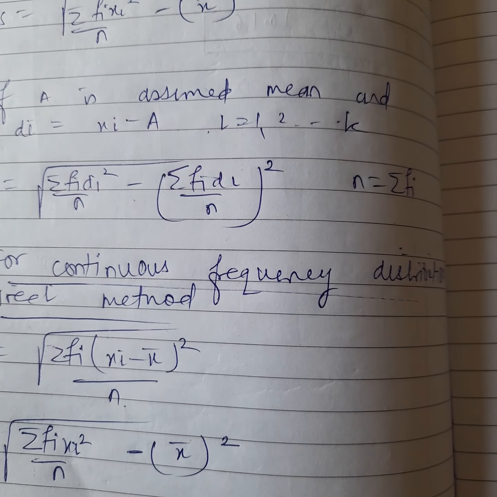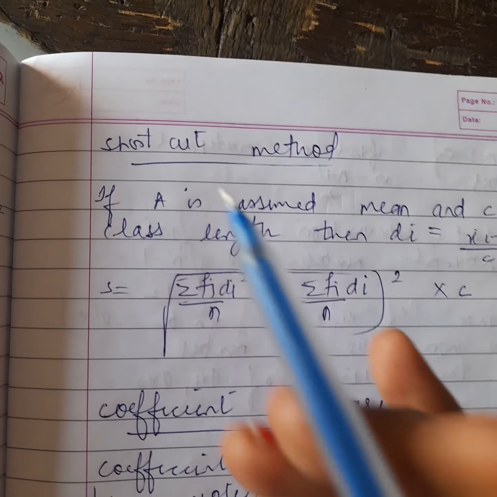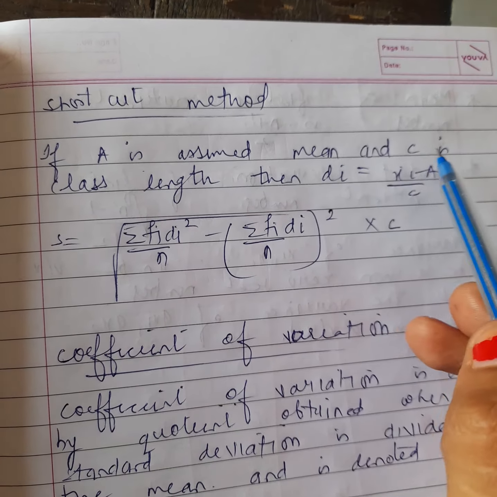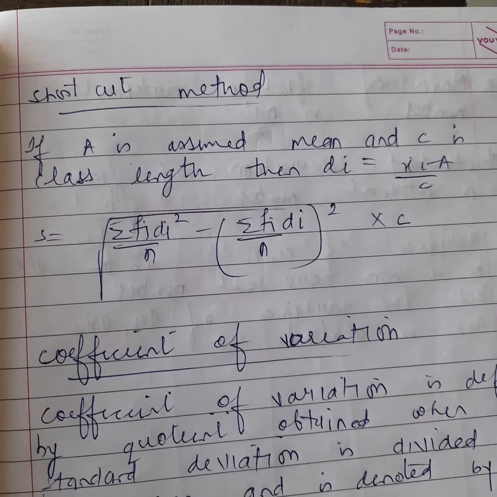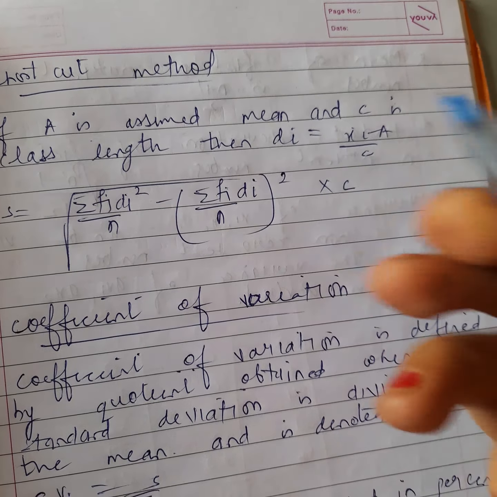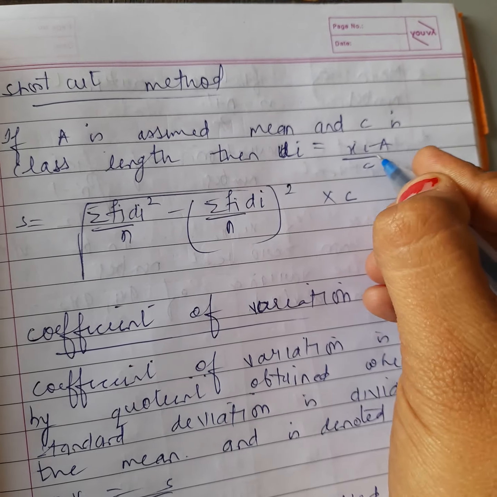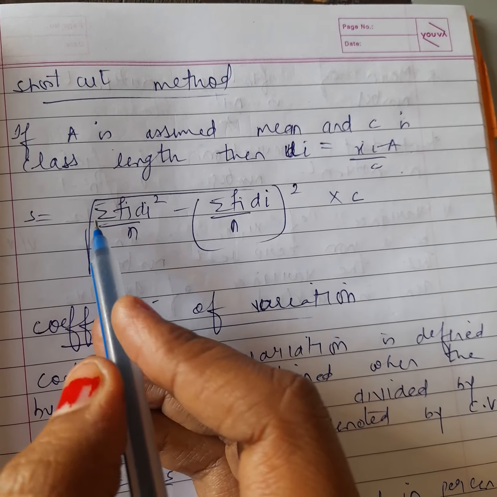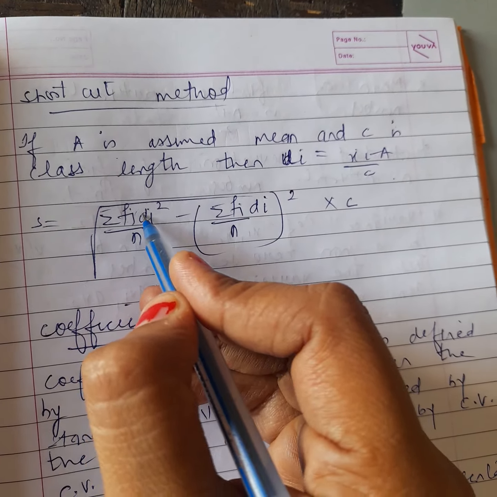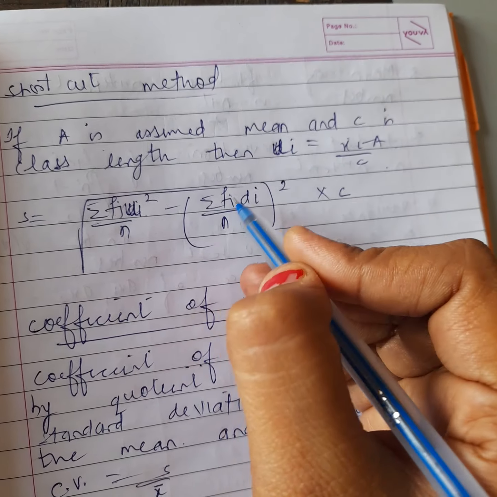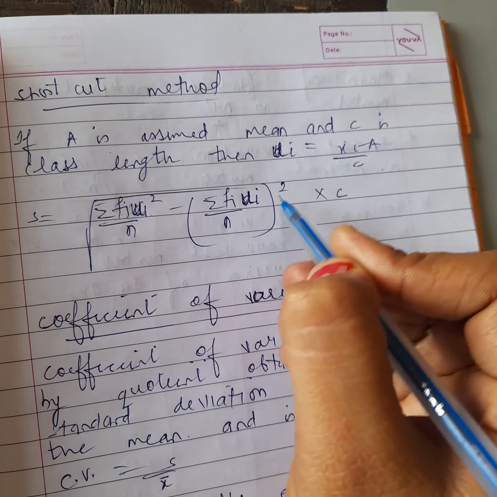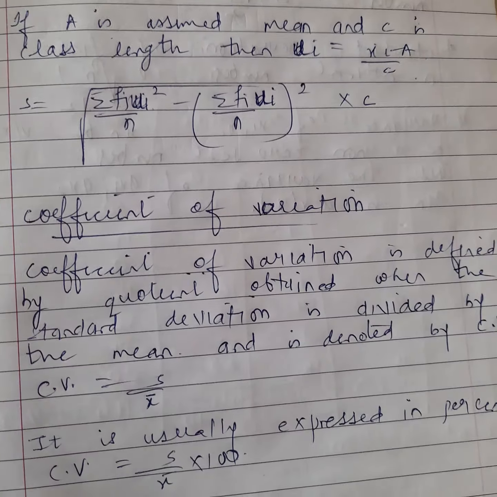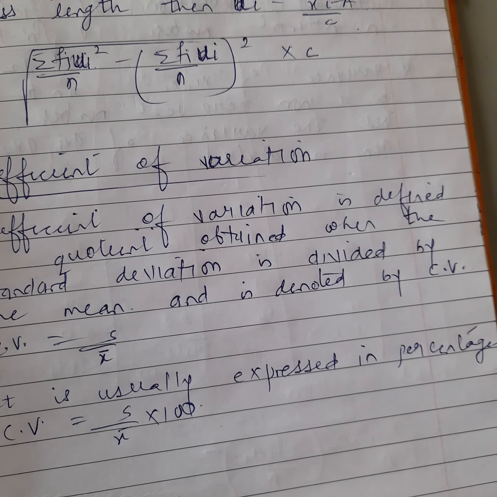Now the next method is the shortcut method. In that, first is A, the assumed mean, and c is called the class length. Then di is (xi minus A) by c. We can take the notation ui also, so ui equal to (xi minus A) by c. So the standard deviation formula in terms of ui will be the square root of summation of fi into ui square by n minus (summation of fi ui upon n) the whole square, into c, where c is called the class length.